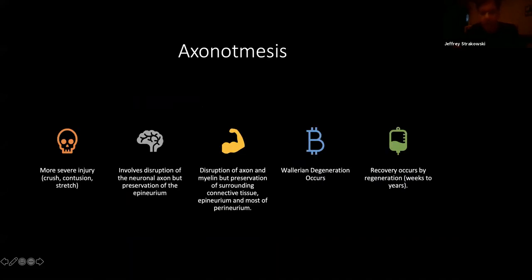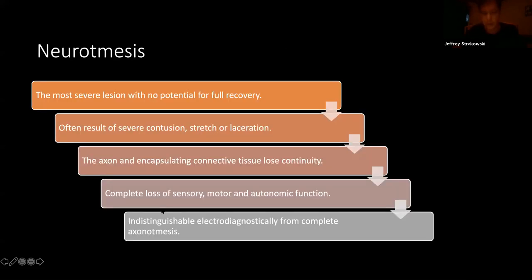Okay, axonotmesis is a more severe type of injury. Okay, it can happen from a crush, contusion, a stretch. It involves disruption of the neuronal axon, but preservation of the epineurium. So disruption of the axon and myelin, but preservation of surrounding connective tissues is very critical because if there's still connective tissue, it has a propensity or possibility to heal. Whereas if there's complete neurotmesis, which we're going to get to, there's no ability to heal. While Wallerian degeneration occurs, recovery occurs by regeneration, weeks to years, and it takes much longer and often not complete. So it's a much more severe injury.